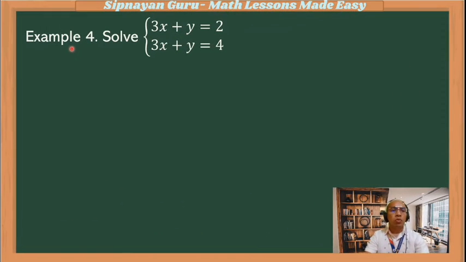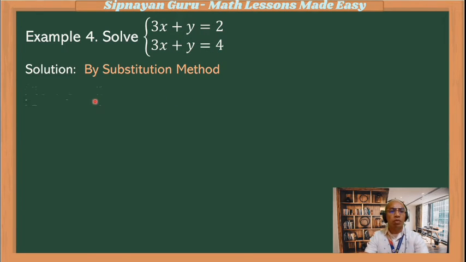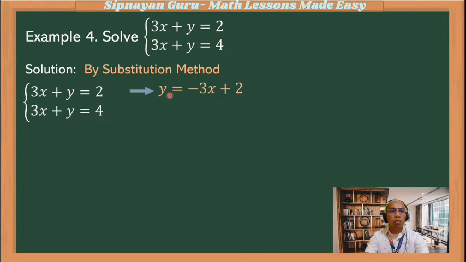So let's try to solve example number 4. Solve the system: equation number 1, 3x plus y is equal to 2; equation number 2, 3x plus y is equal to 4. By substitution, we will express the first equation in terms of y because the coefficient is positive 1 already. So y is equal to negative 3x plus 2. Then substitute this expression for y in the second equation. Our second equation is 3x plus y is equal to 4. Instead of writing y, substitute negative 3x plus 2.